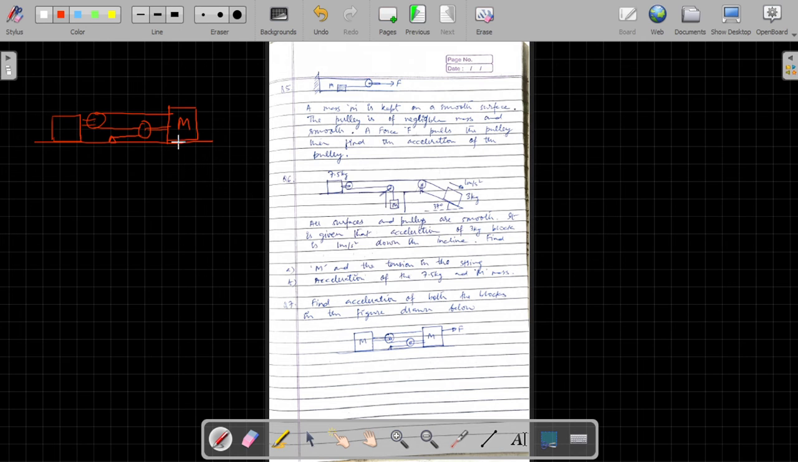So mass capital M, both these masses are M, and a force F is being applied. So obviously we would be required to write the constraint relation. So let's say acceleration of block number 1 is a1, acceleration of block number 2, let's say that value is some a2. So let us draw the string properly.